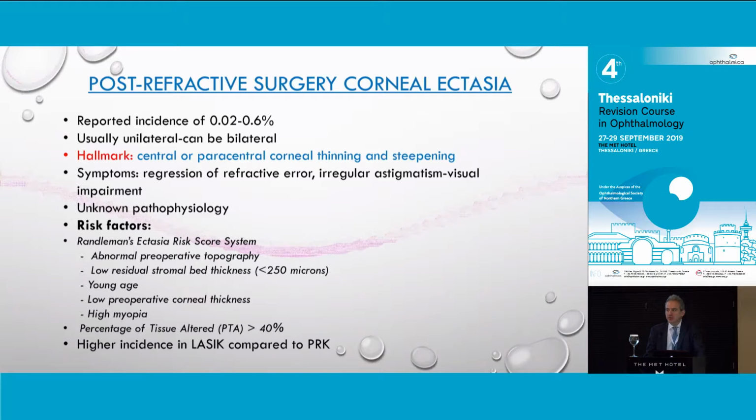But the unknown factor is always there, so regardless of a very meticulous preoperative assessment and respecting all these guidelines, we can never be sure about the outcome, and we are always confronted with surprises. LASIK, I have to mention, has a higher incidence of post-refractive ectasia compared to PRK.